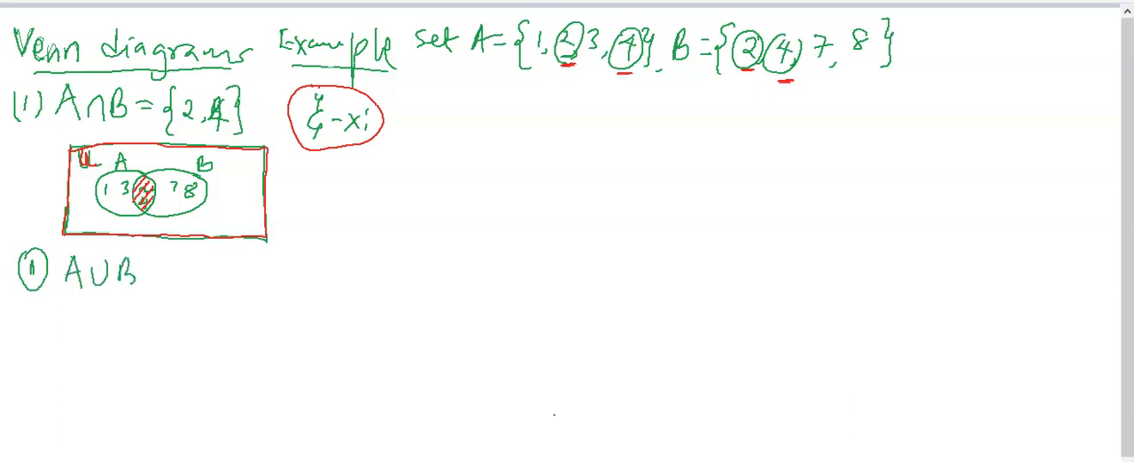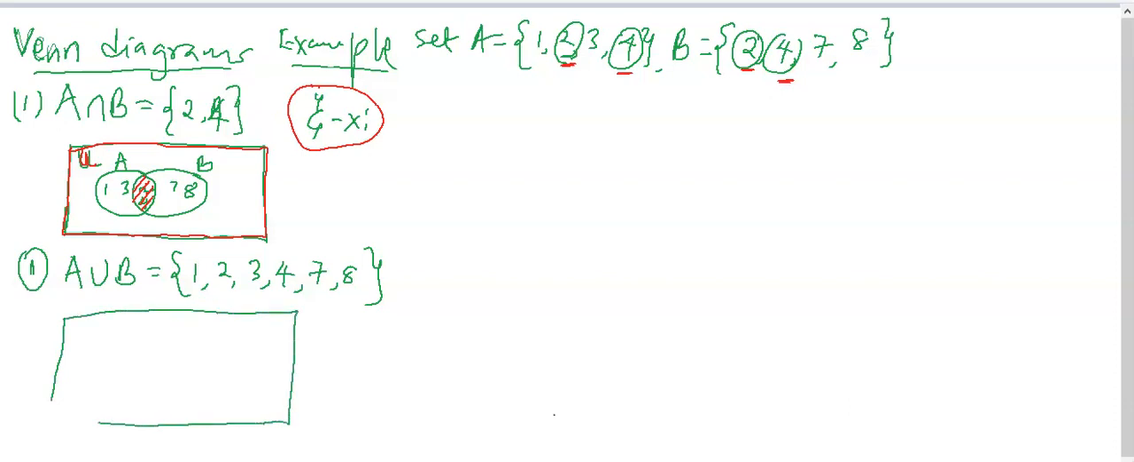A union B. A union B is you take all the elements in set A and all those elements in set B and you put them together. So ideally the two Venn diagrams will not look any different, but what I want to emphasize here is that the shaded region represents A union B. The intersection is only this one, but the union is everything.